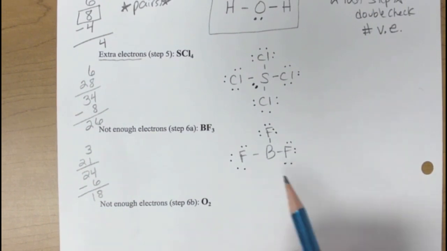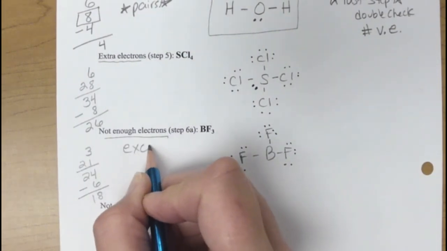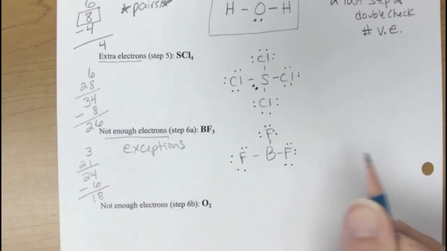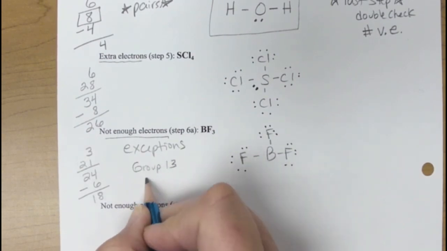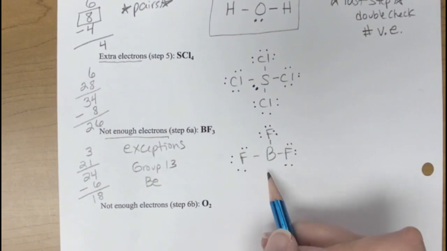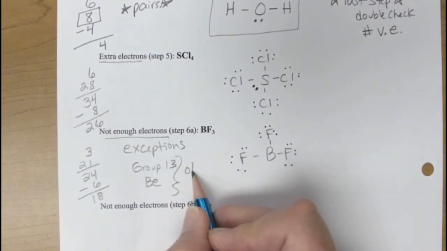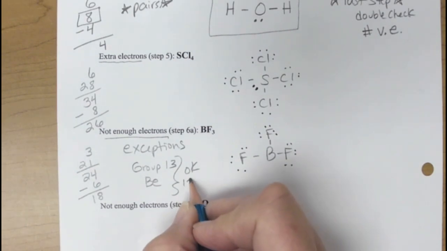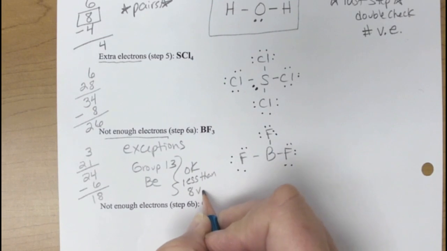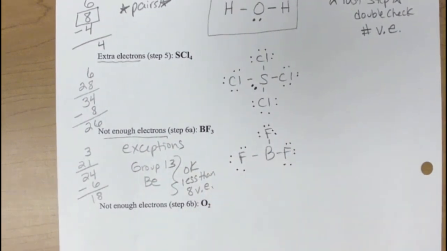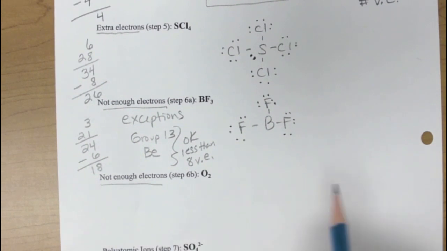So we have to go look at our exceptions. If we don't have enough, we're going to look at our exceptions, and they are group 13 and beryllium. Boron is in group 13. So these are okay if they have less than 8 valence electrons. So this one's okay. So we don't have to do anything else here.